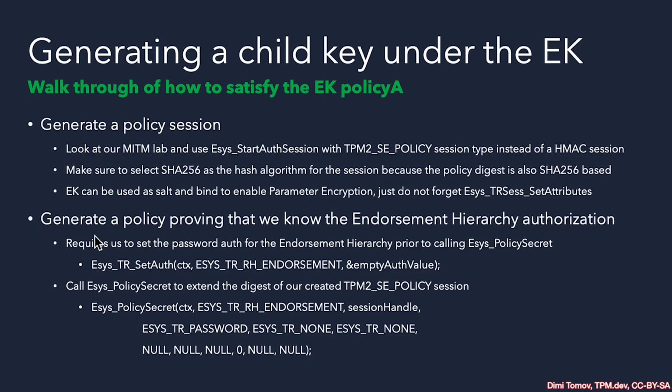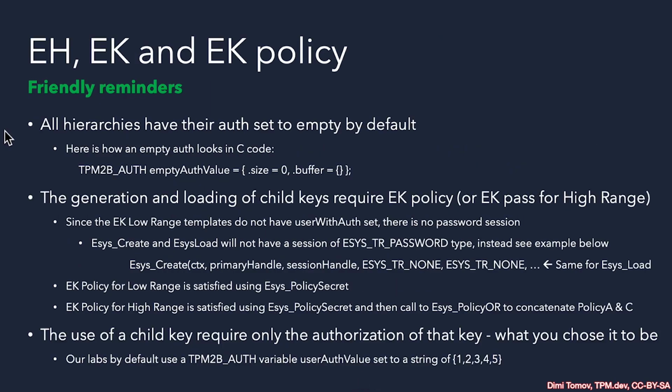Now, generating a policy to prove knowledge of the endorsement hierarchy authorization requires us to first set the password to the endorsement hierarchy as mentioned, and if you've changed the auth, make sure you set the new value. And then we create a policy secret on the endorsement hierarchy. This will result in the same policy digest that will match the one we put at creation time in our primary endorsement key.